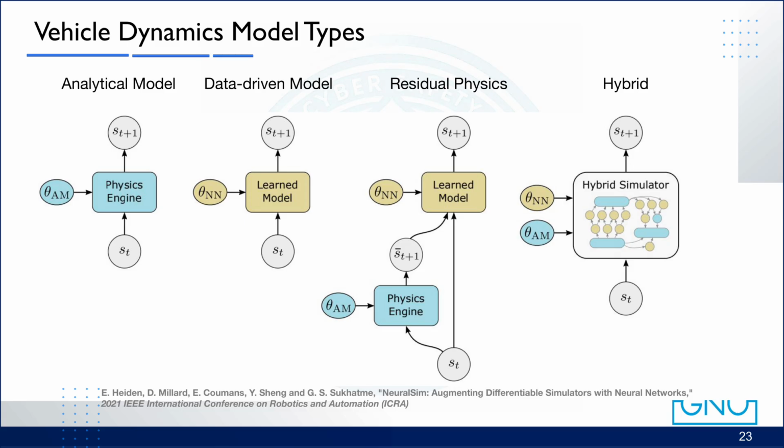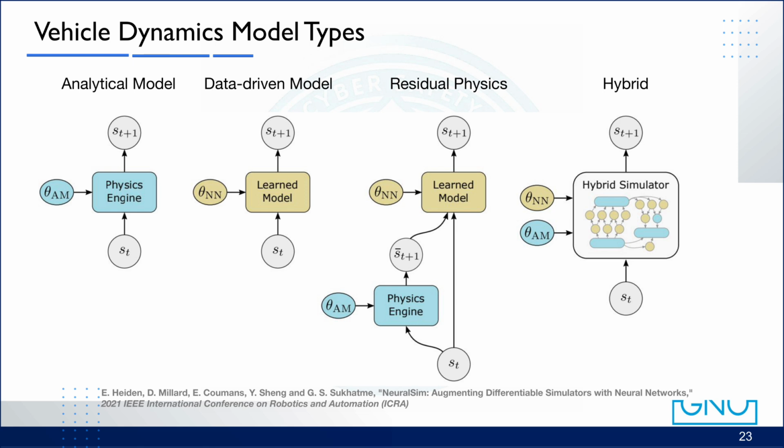Next, the data-driven model relies purely on data. It learns the mapping from the current state to the next state using a neural network with parameters theta nn. However, since it lacks physical constraints, it may behave unrealistically outside the training data. To combine the best of both worlds, we use residual physics models. In this approach, we start with a physics engine, then let a neural network learn only the remaining errors, the small residuals that physics alone couldn't capture.